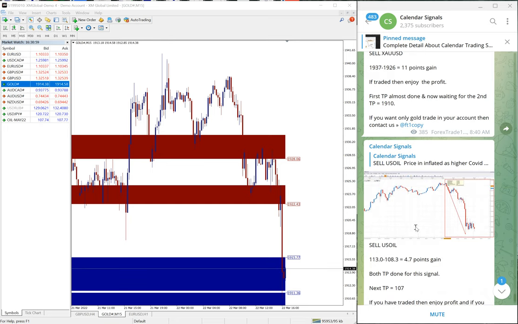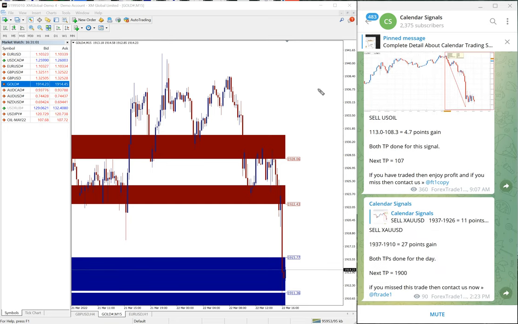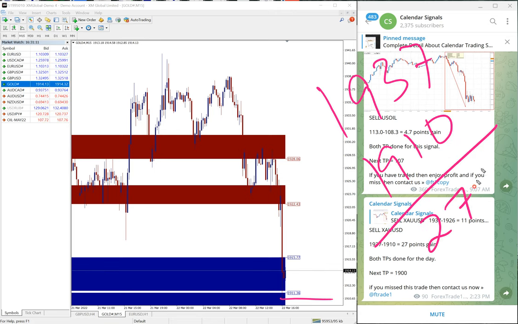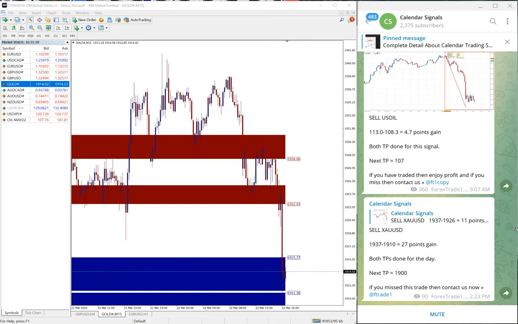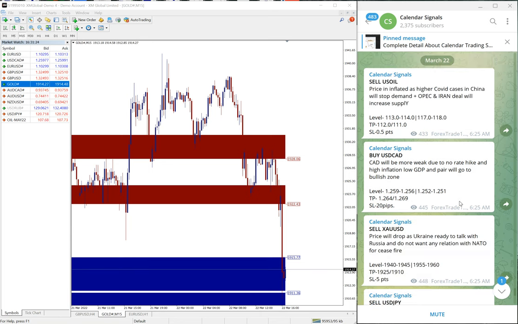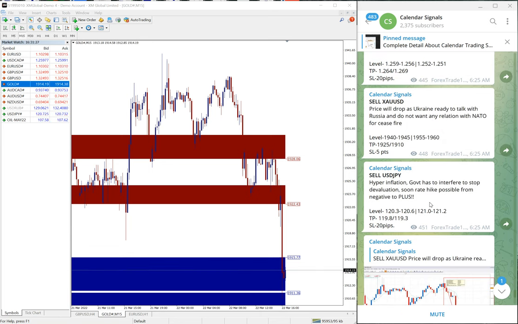And gold performed from 1937 and currently low traded 1910, which is 27 points gain on gold. Again huge profit on gold as well. USOIL and gold performed excellent today. And the other signals, buy USD CAD and sell USD JPY, are yet to perform.